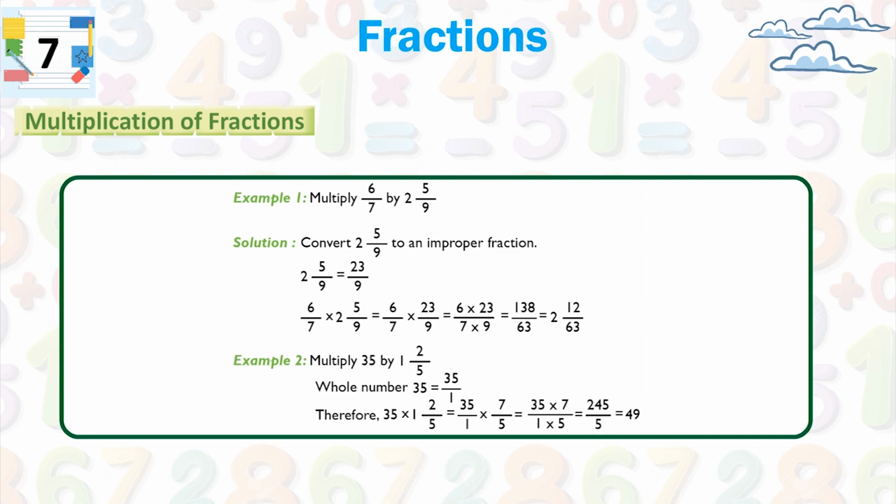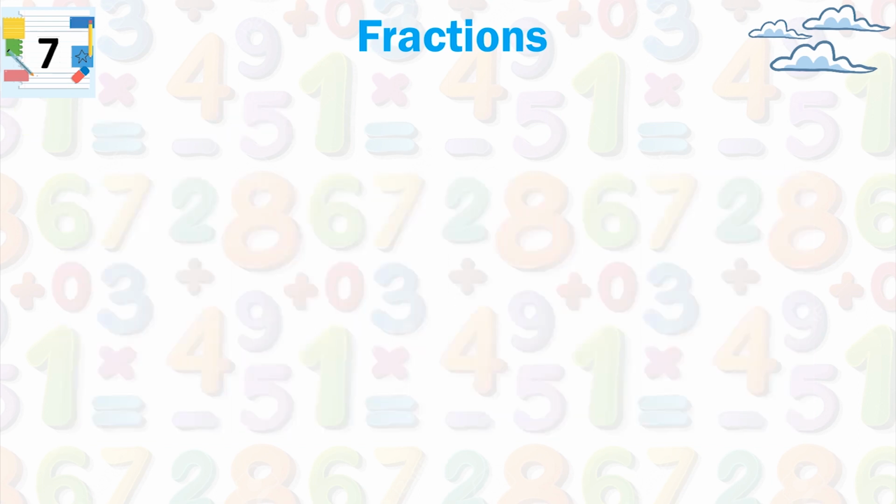Example 2. Multiply 35 by 1 2/5. Whole number 35 is equal to 35/1. Therefore, 35 into 1 2/5 is equal to 35/1 into 7/5 is equal to (35 into 7)/(1 into 5) is equal to 245/5 is equal to 40.